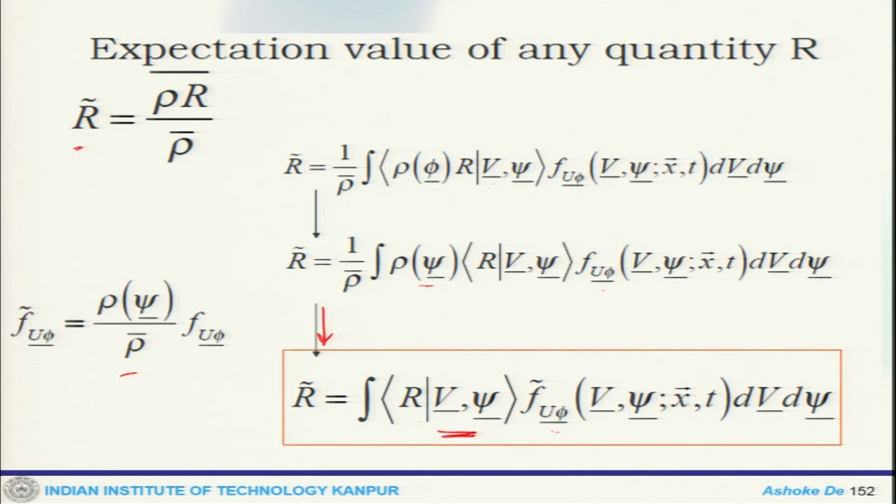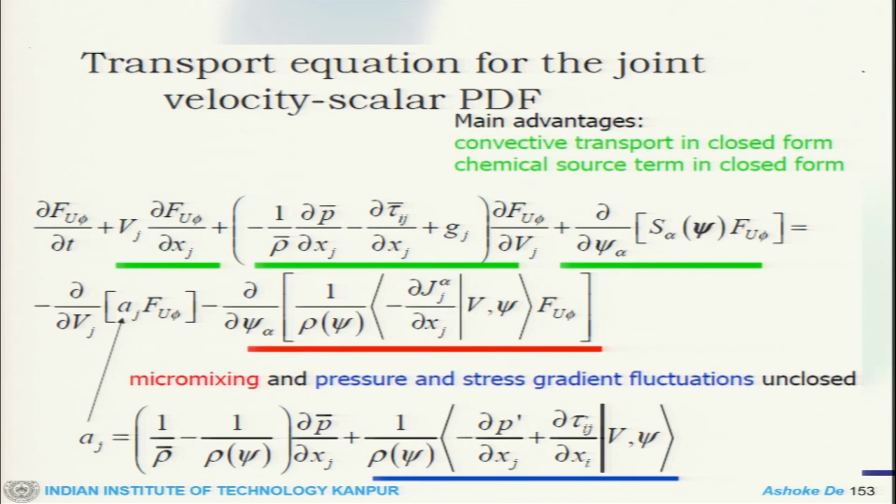Now, the reason we want to see how one can estimate that expected value is that we can then use it. This is a transport equation for the joint velocity scalar PDF. Here is the convection term, here is the source term, and this is the term on the right hand side. The chemical source term on the left hand side is in closed form. That is one of the advantages of the joint PDF transport equation, because the chemical source term, which incurs a lot of stiffness in the system, is in closed form, and the convective transport is also in closed form.